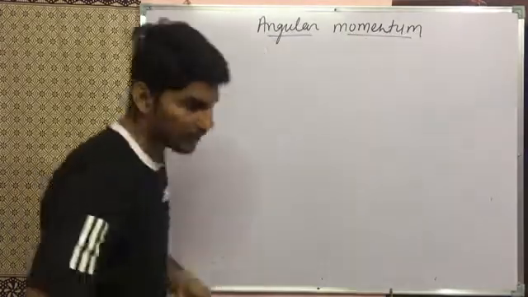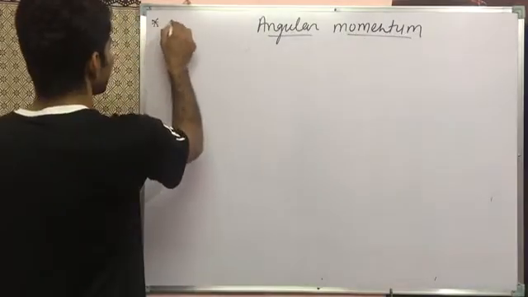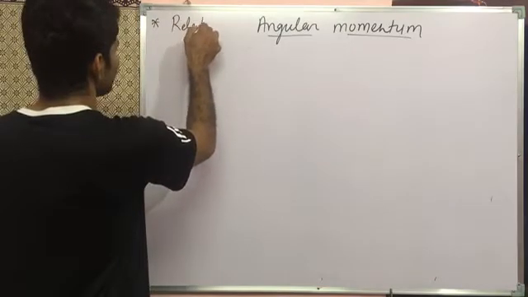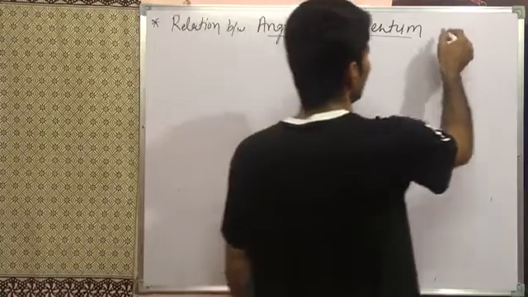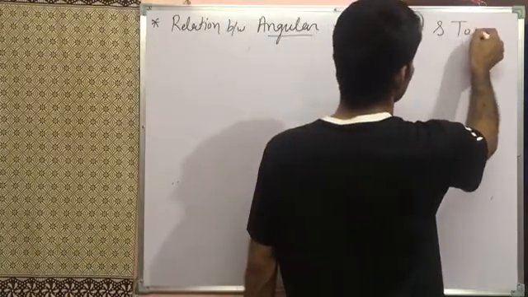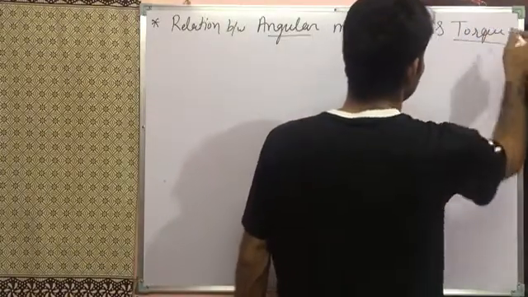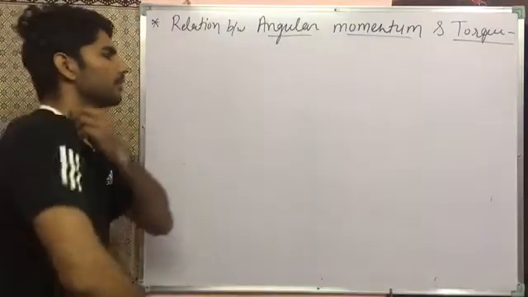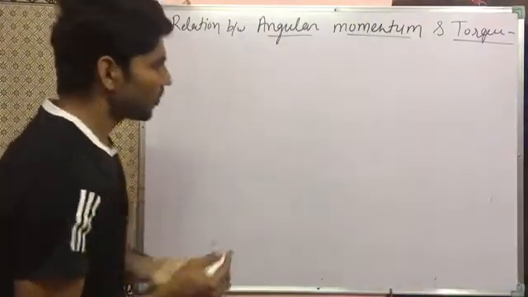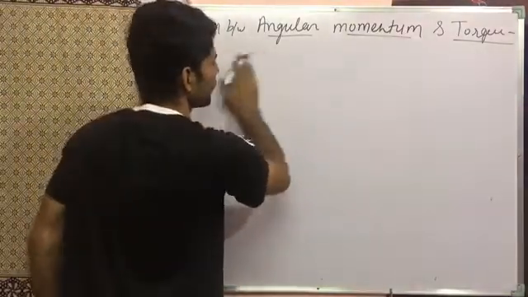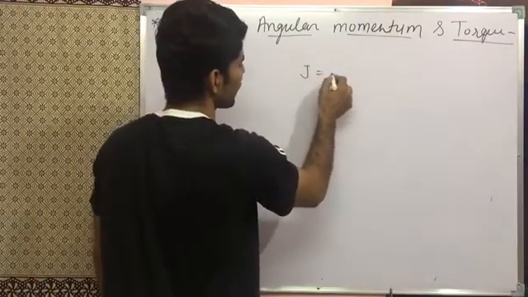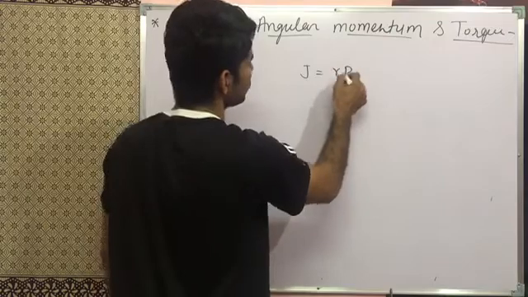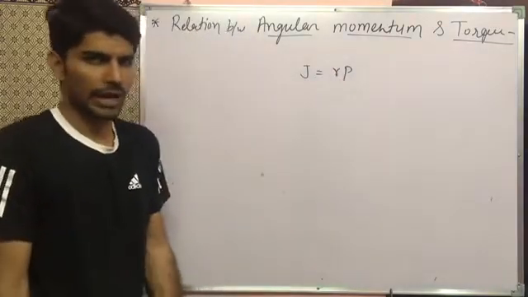So now our next heading is the relation between angular momentum and torque. So this is our new heading. Now we write the relation between angular momentum and torque. We have the angular momentum J equals r into p.